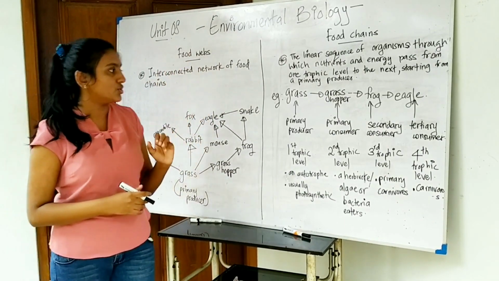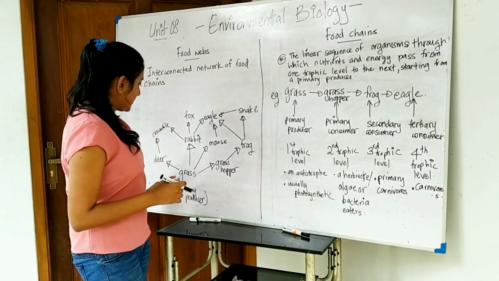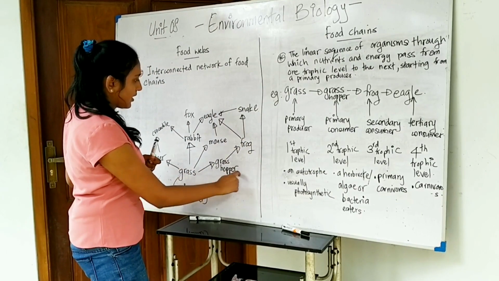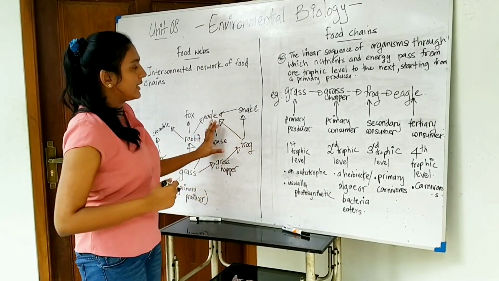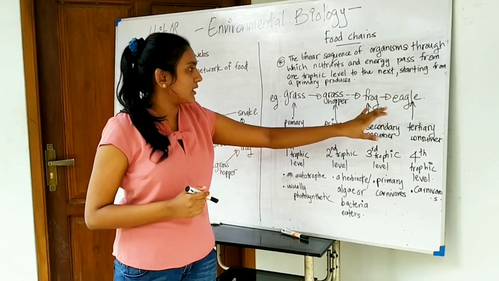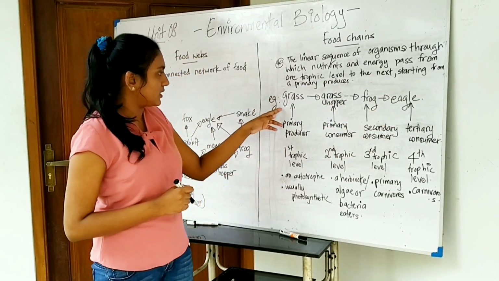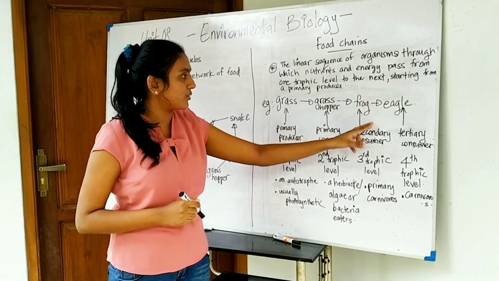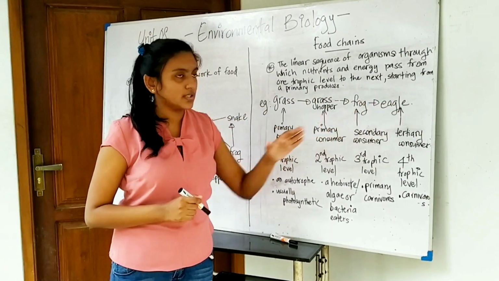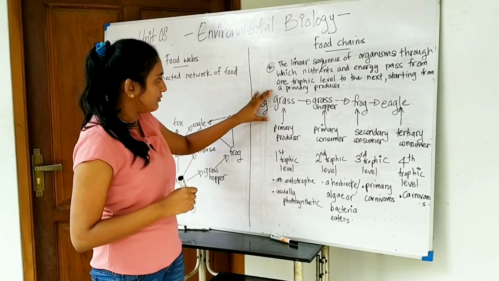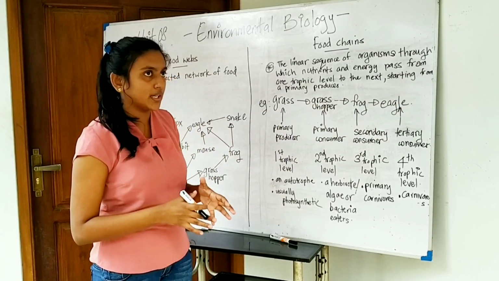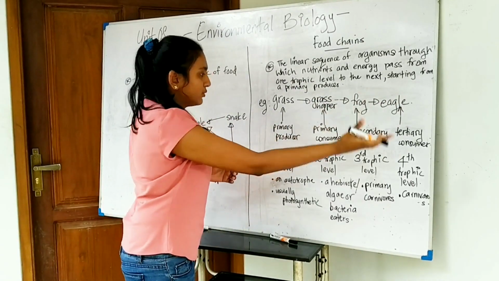Coming to a food chain, if we extract one food chain from this food web, we look at grass, grasshopper, frog, eagle, that is the food chain written here. It starts with grass, then goes to grasshopper, frog, and finally eagle. So we can see that there are 4 levels in this food chain. In a food chain, these levels are called trophic levels. Simply, trophic levels means different levels of a food chain.